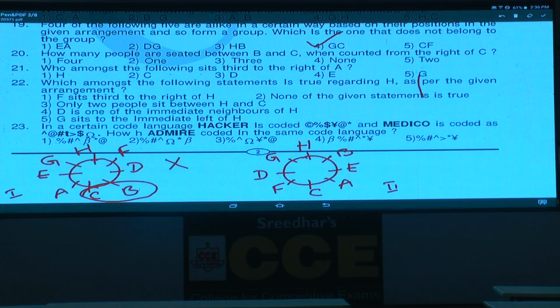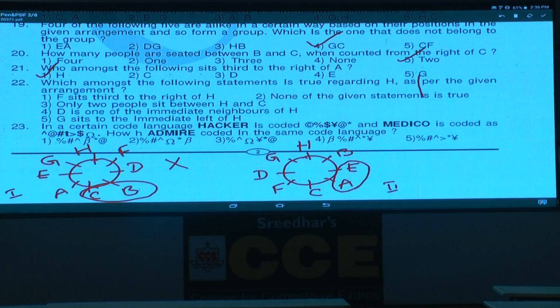Question 20, how many people are seated between B and C? Counted from the right of C, how many persons are there? There are 2 persons, E and A, that is given in choice 5. Question 21, who among the following sits third to the right of A? Third to the right of A, who is that person? H. H is the person who sits third to the right of A, that is choice 1.